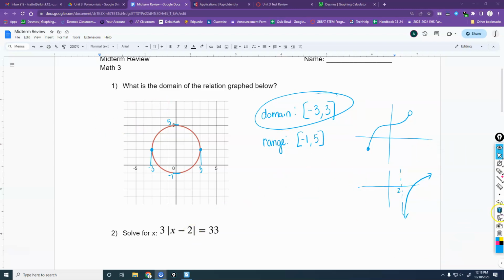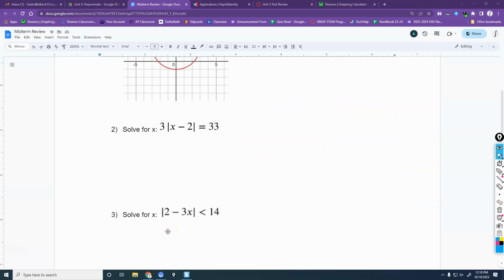All right, so 2 absolute value equations. I am worried we may have forgotten how to solve these. What would I do? Got to divide that 3. So I got absolute value of x minus 2 equals 11. Okay, then what do I have to do? Very good. We got to do x minus 2 equals 11 or x minus 2 equals negative 11.